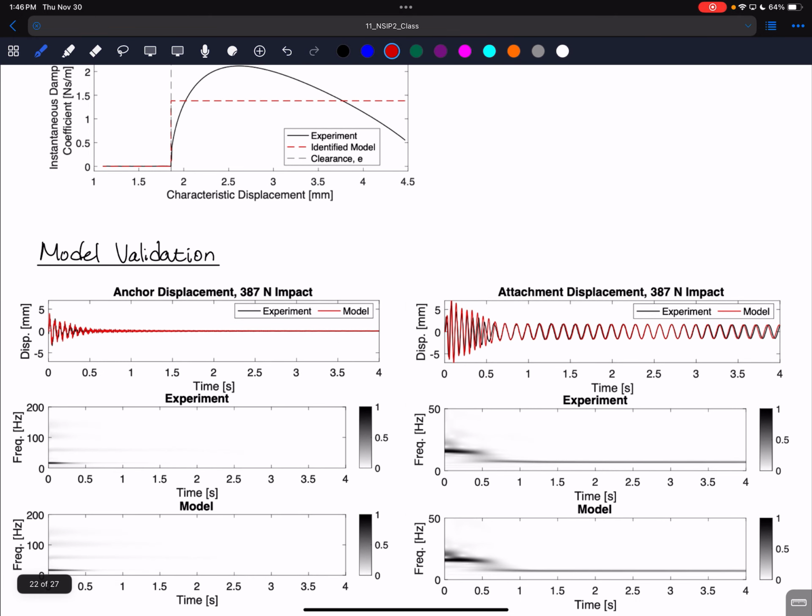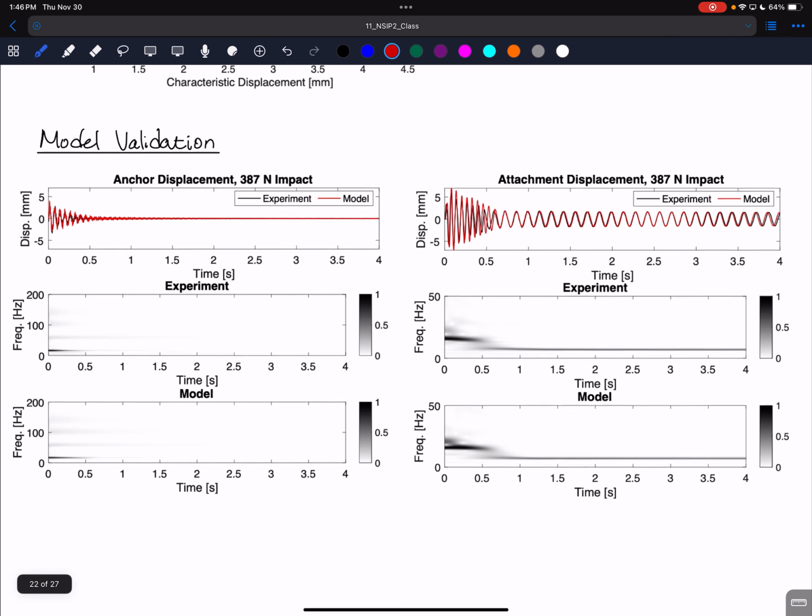This is the response we used to do the identification. You can see that it does a good job of reproducing the response in both the early nonlinear regime and then also in the later linear regime, and you can see that the frequency content is well captured. In the paper you can find the other comparison cases.